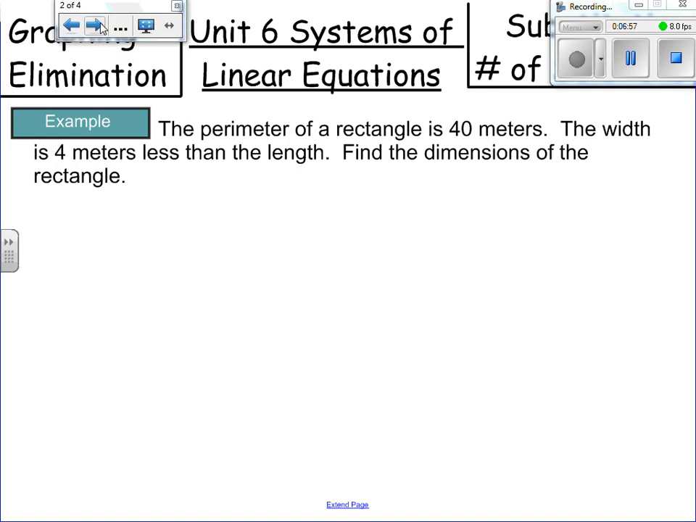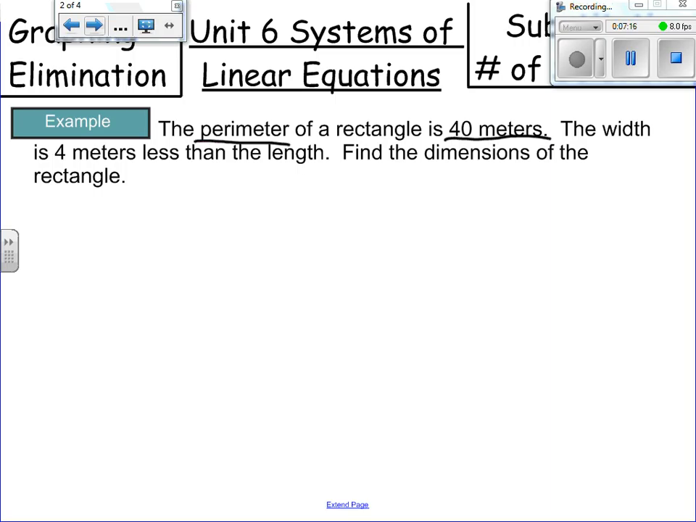Next one. Again, same thing. We're going to walk before we run. We're going to go slow. The perimeter of a rectangle is 40 meters. Perimeter, 40 meters. How do you calculate perimeter?